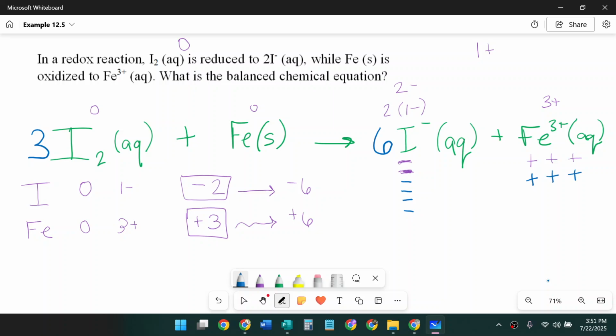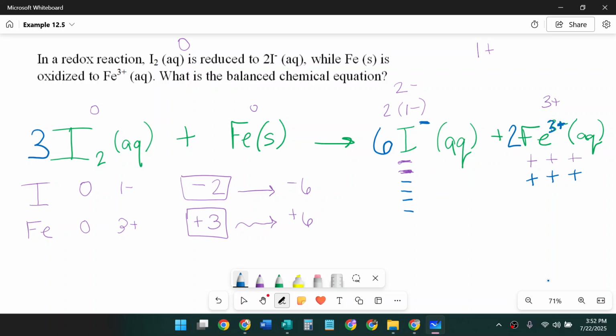Okay, so I had 1 row of 3. Now I have 2 rows of 3. To get 6 charges, I need to have a 2 here. And you could also, instead of drawing little plus signs, you could also look. I have a 1 here. I need it to be 6, so 6 goes in front. I have a 3 plus here. I need it to be 6. 3 times what makes 6? 2. So a 2 goes in front.